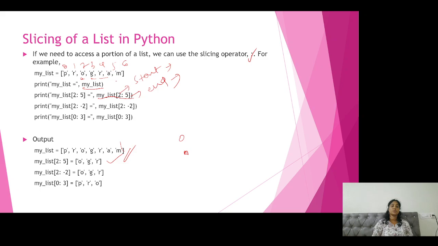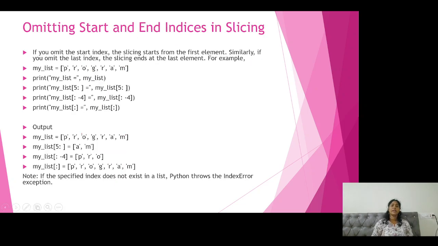2 to minus 2. Minus 2 means minus 1, minus 2. As I said, end will not be included always. 2 means index 0, and minus 2 means it will continue up to minus 3. So the same goes for this also, 0 to 3. 3 will not be included. PRO. Okay.